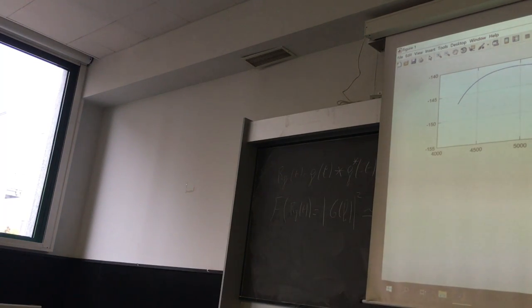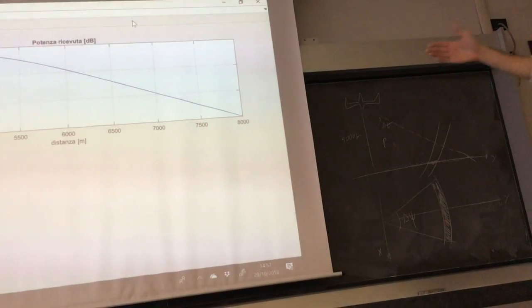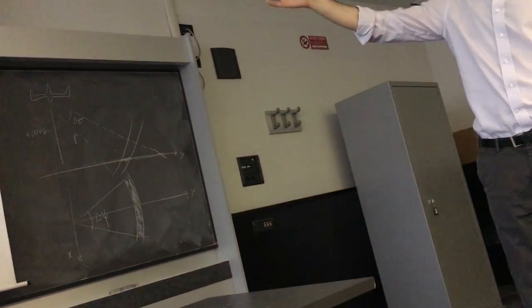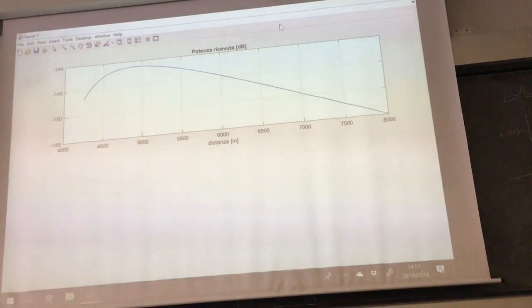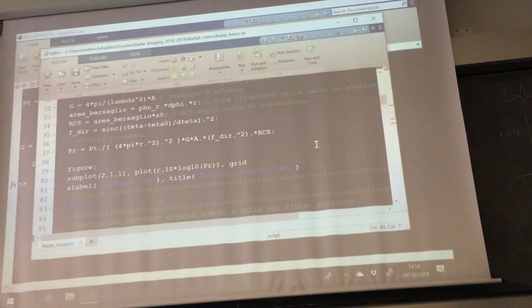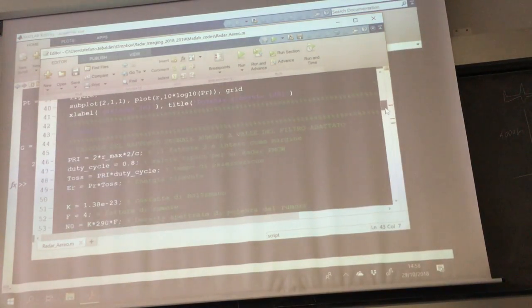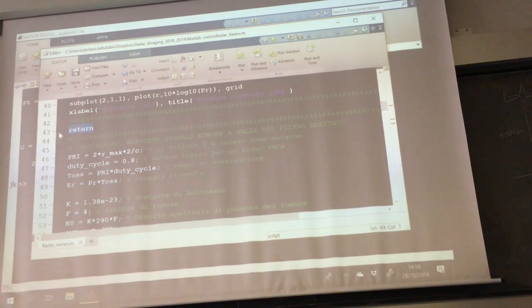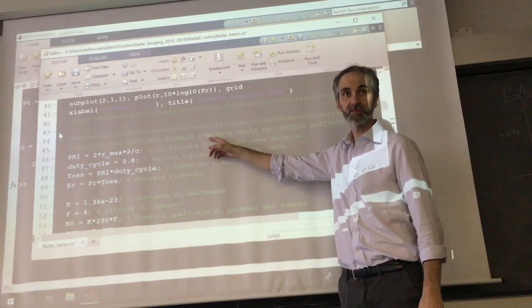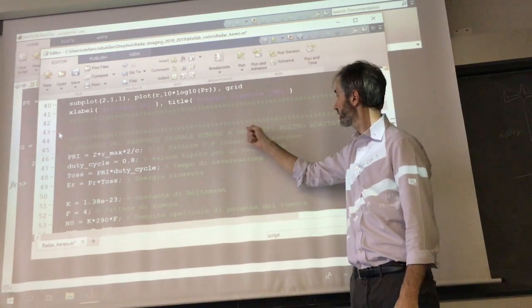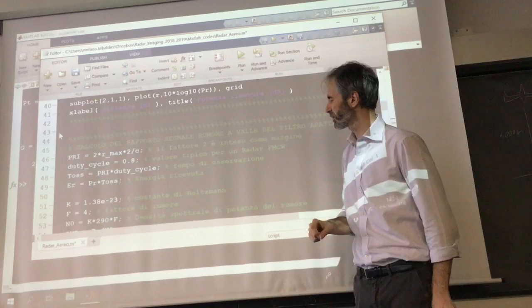And so this is what you get. It is like minus 445 dB. It's really very low. Now you get the power. This is the evaluation of the signal to noise ratio after matched filtering.